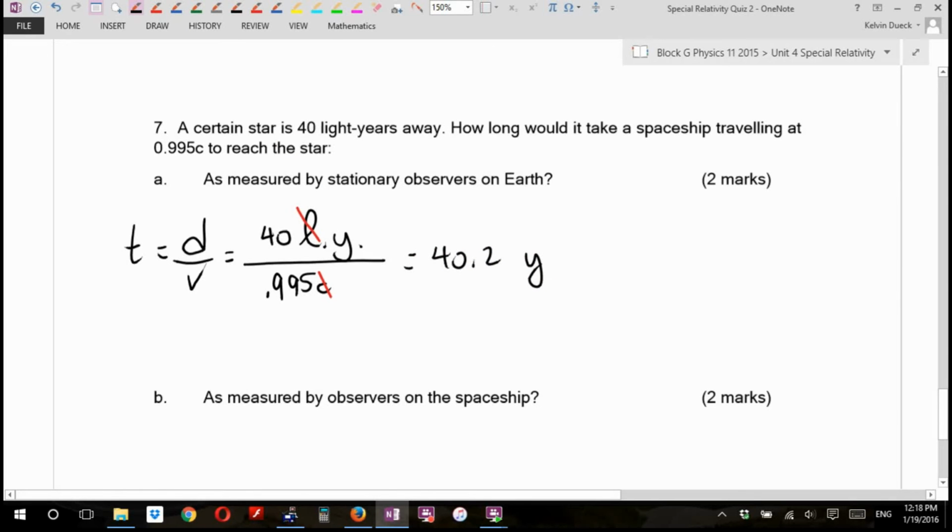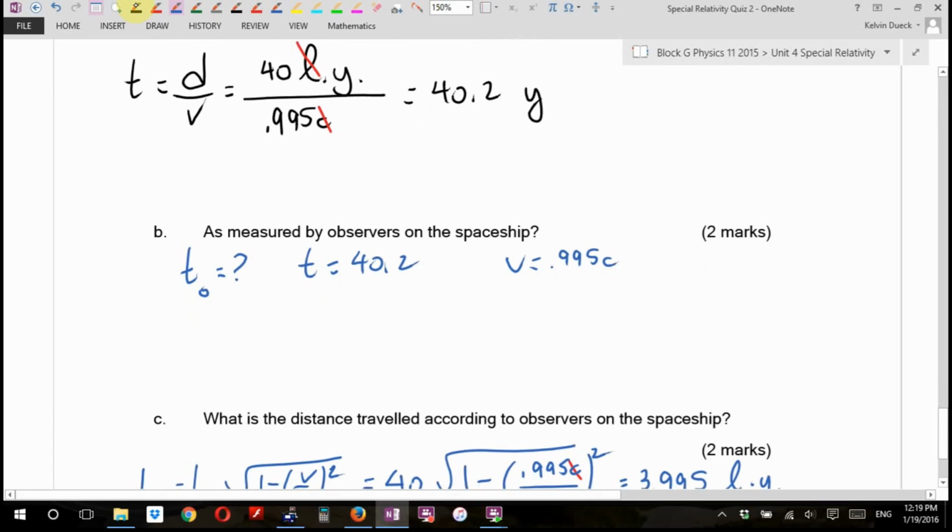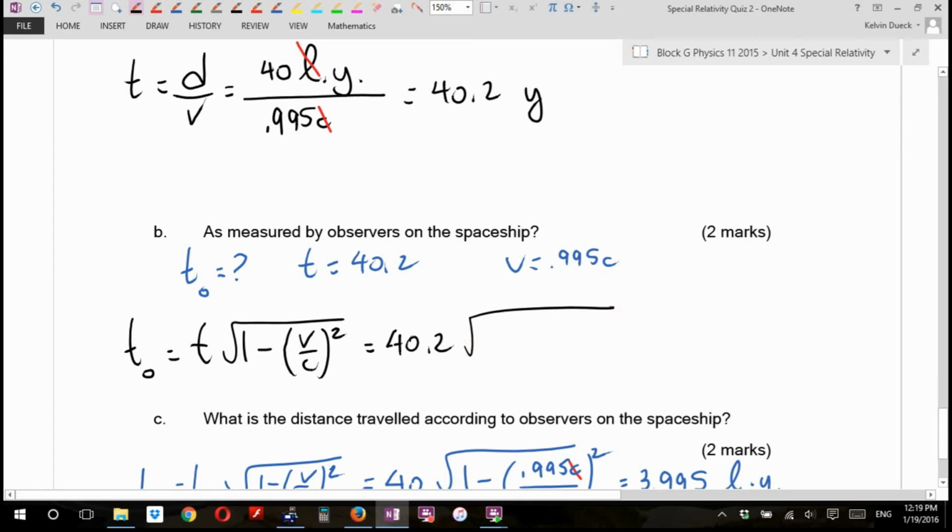What about on the spaceship? Well, now they want me to find when t equals 40.2. Oh, and v equals 0.995 c. I think we already redid the t equation. We said, sorry, the t0 equation. We said it was t times the square root of 1 minus v over c all squared. It's going to be 40.2 times the square root of 1 minus 0.995. Oh, you know what? Jared wants me to say the c's will cancel, so I don't need to bother writing them. I agree.